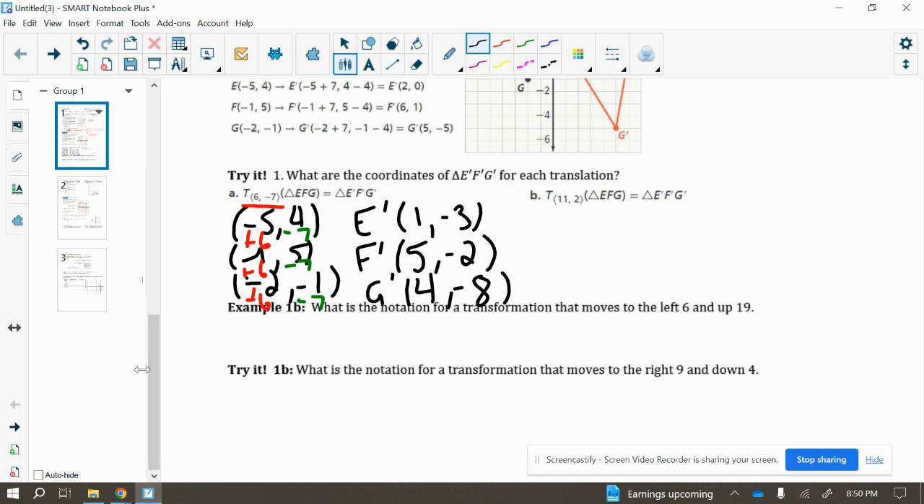Now, we also want to be able to write our own translation notation. This one we want to move to the left 6 and up 19. So again, horizontal movement comes first. Left would be represented with a negative. Up would be a positive value, in this case, 19. There is now example 1B for you to try on your own.